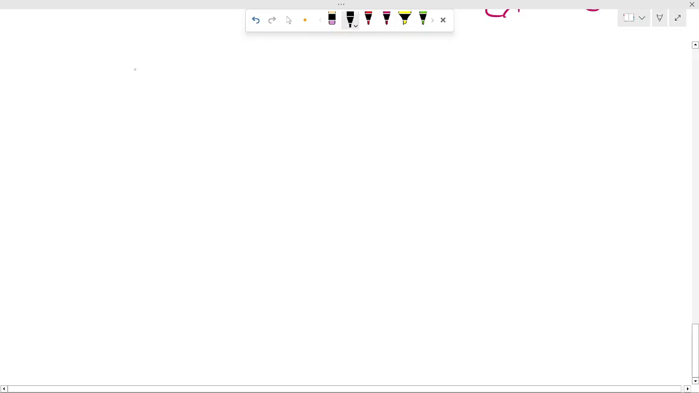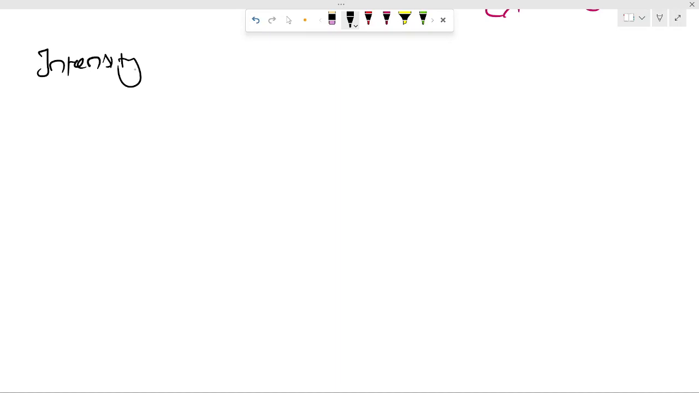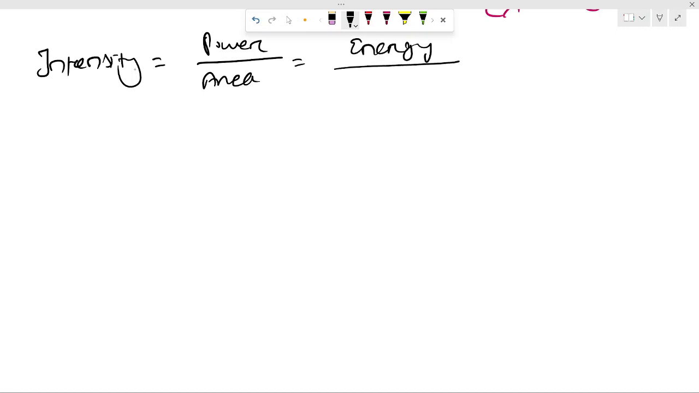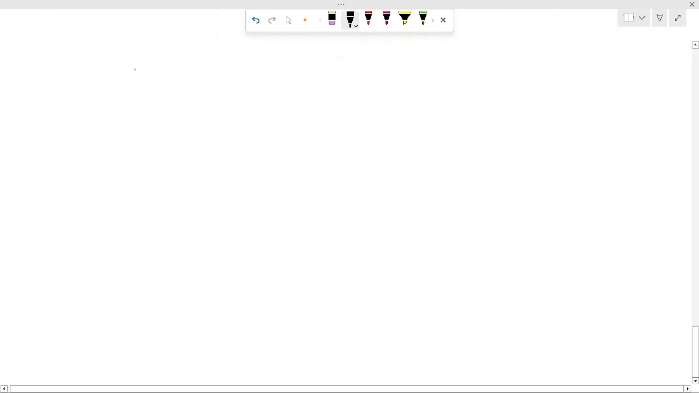And next we have intensity. How can I write the intensity expression? Intensity is equal to power per area. So power, I can write it as energy upon time, isn't it? Energy upon time into area. So it will become n h nu in the numerator, and in the denominator we have area into time, isn't it? Yes.